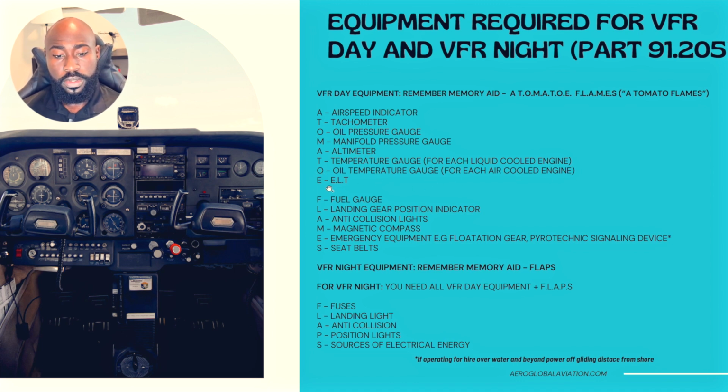Then E is for the ELT, your emergency locator transmitter. F is for your fuel gauge. L is for your landing gear position indicator. A is for your anti-collision lights. M is for your magnetic compass. E is for your emergency equipment, for example, flotation gear or a pyrotechnic signaling device.